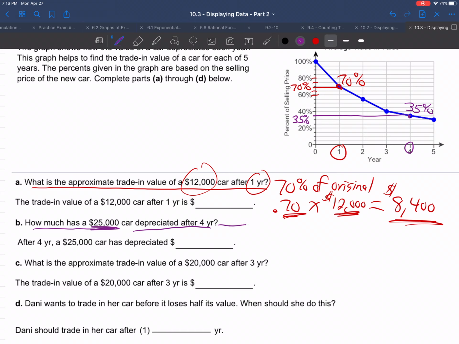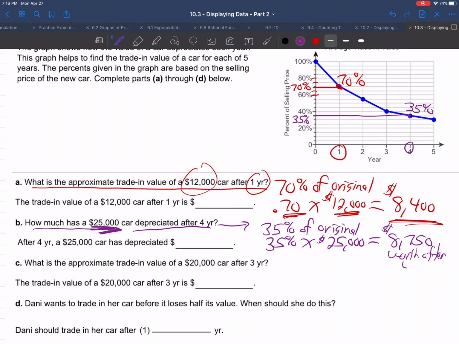It's 35% of its original value, and they're saying this is a different car, which was $25,000, a very expensive car. $25,000 is the original value. So 0.35 times 25,000. I'm getting $8,750. But that's what it's worth after 4 years.